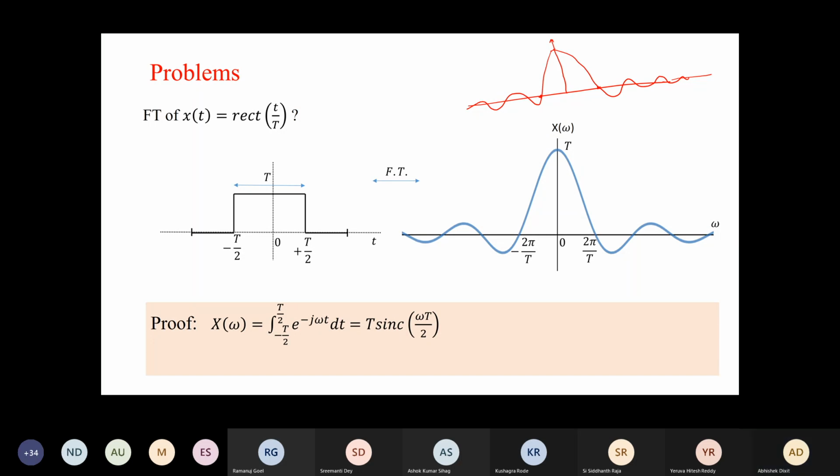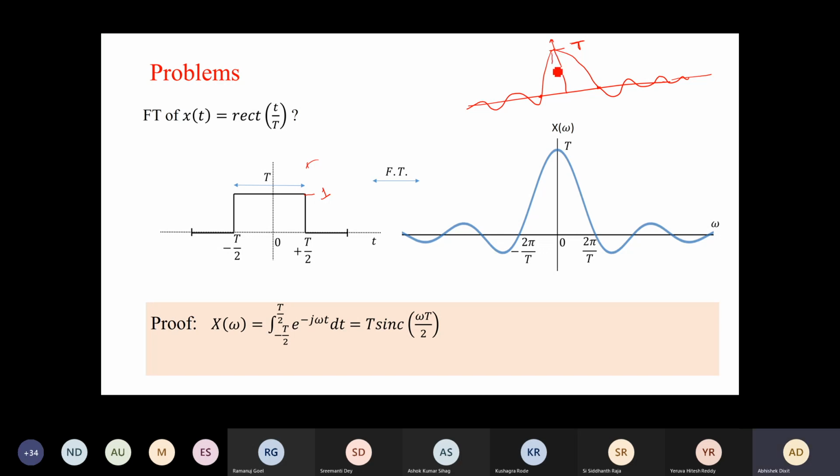Of course. So you just have to look at the area of this rectangular function. Area is T. So its amplitude has to be T. Right? This is easy. Now you know that the amplitude of the rectangular function is 1.